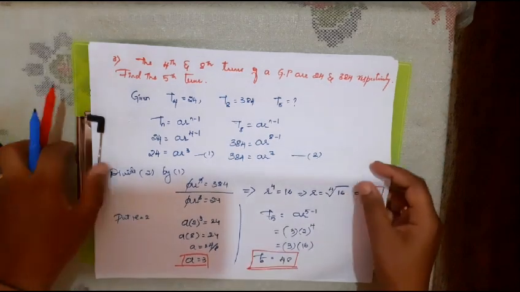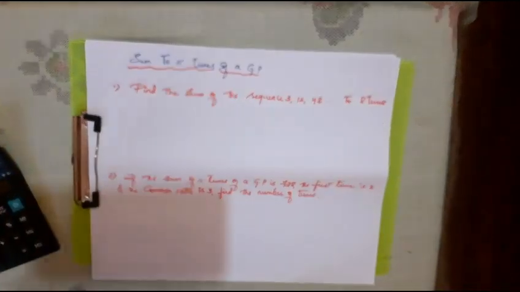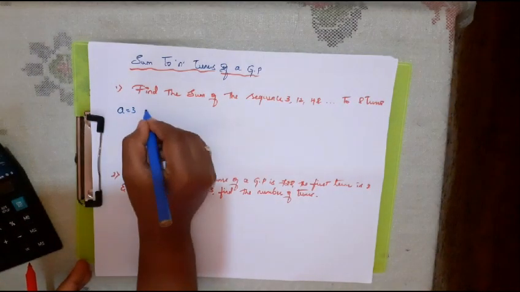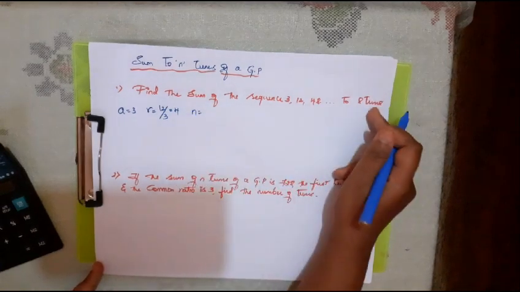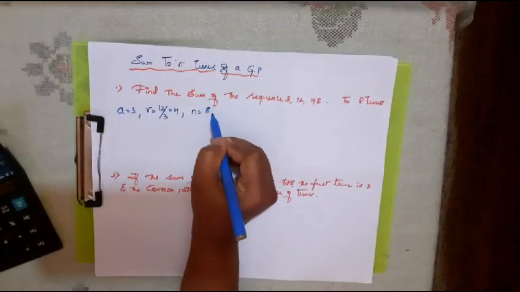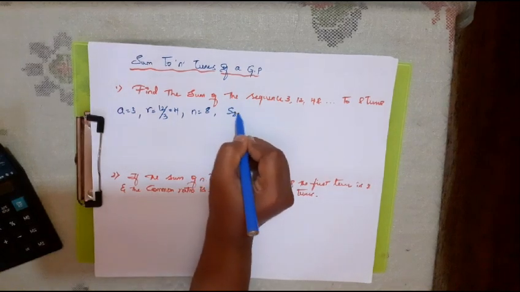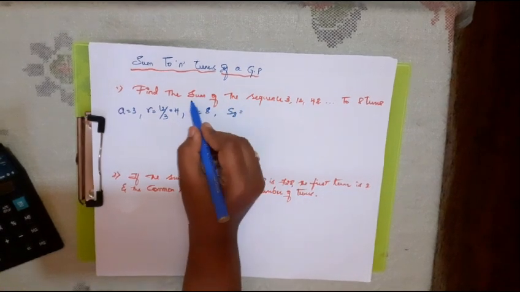We'll take up the next part in this concept, that is sum to n terms of geometric progression. Look at the question: find the sum of the sequence 3, 12, 48 up to 8 terms. Here the given information: A is equal to 3, R is equal to 12 by 3, that is 4. N is 8, the 8th term they have given. And we are asked to find the sum S8.